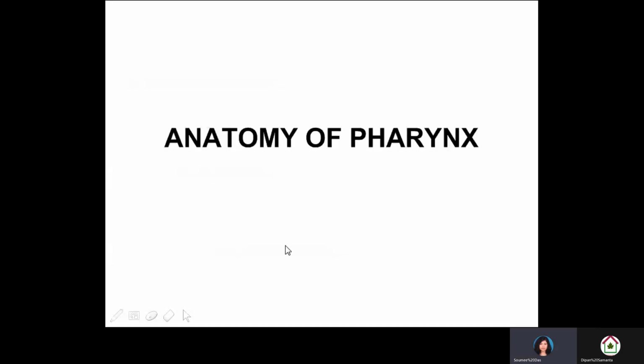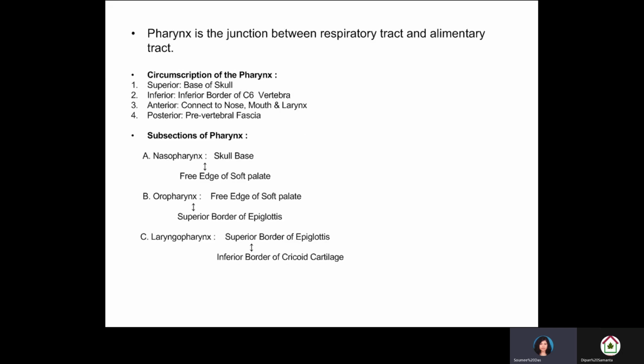So we start with the anatomy of pharynx. Pharynx is the junction between respiratory tract and alimentary tract. Alimentary tract means digestive tract. So this is the junction, or the in-between part of the respiratory tract and the alimentary or digestive tract.